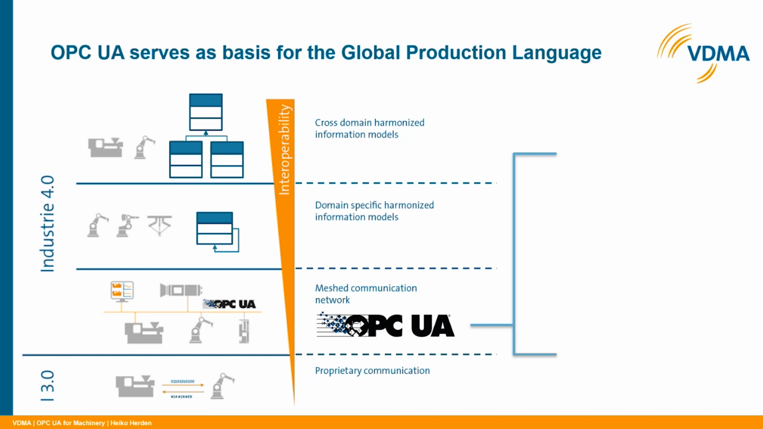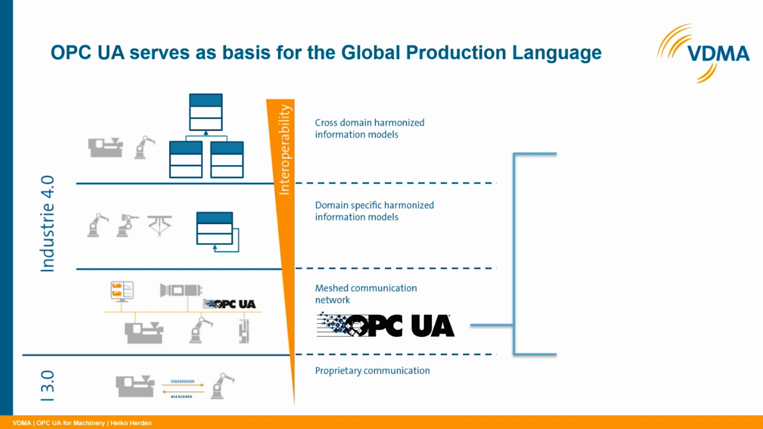So if we take a look now at this graph, we will see that interoperability is the goal we want to achieve. And we are coming from Industry 3.0, which means proprietary communication, now into the field of Industry 4.0. And the first step to achieve interoperability is to get all the different components, machines, and systems into one network so that they can exchange data. And for this, we use the technology OPC UA.